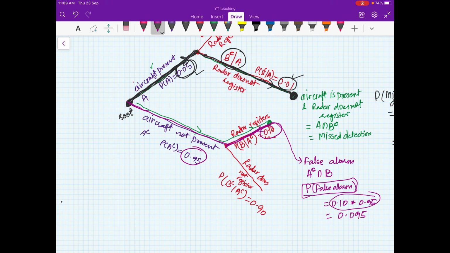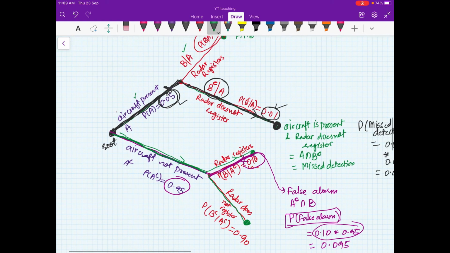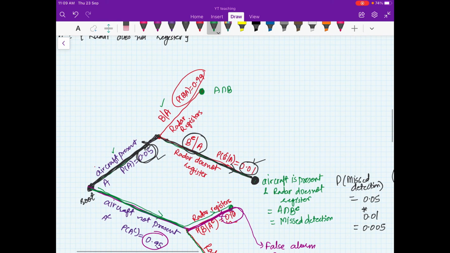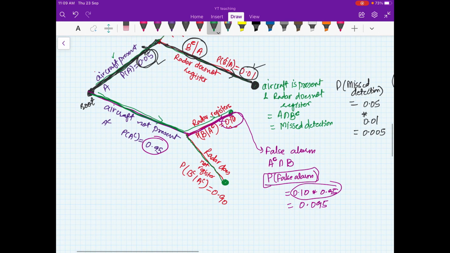Right. So for example, if I ask you what is this event here, can you see what this event is? This event means aircraft is not present and radar does not detect. And what is this event? It means that aircraft is present and radar detects it. So this is a correct decision, a correct observation, and this is also a correct observation.